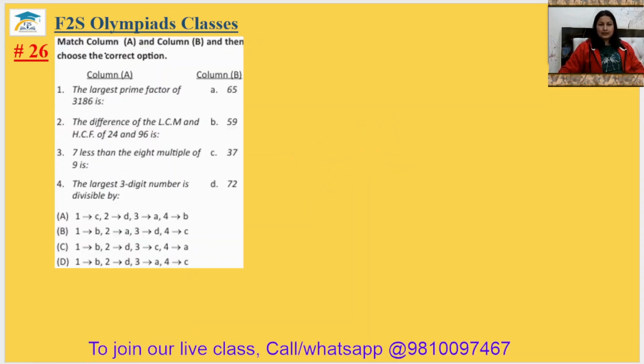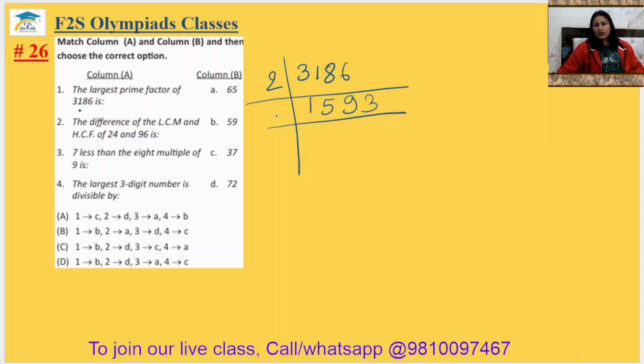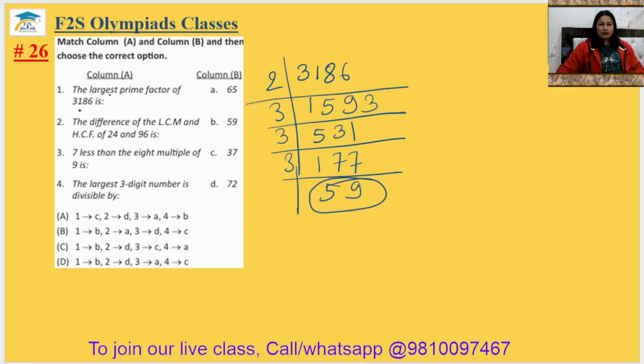Question number 26. Match column A and column B and choose the correct option. The largest prime factor of 3186 will be. So 3186, take out the prime factors of this. 2 ones are, 2 fives are, 2 nines are, 2 threes are. Now take 3 fives are, 3s are, 1s are. Again take 3 ones are, 7s are, 7s are. Again take 3 fives are and nines are. So 59 is the largest prime number for this.